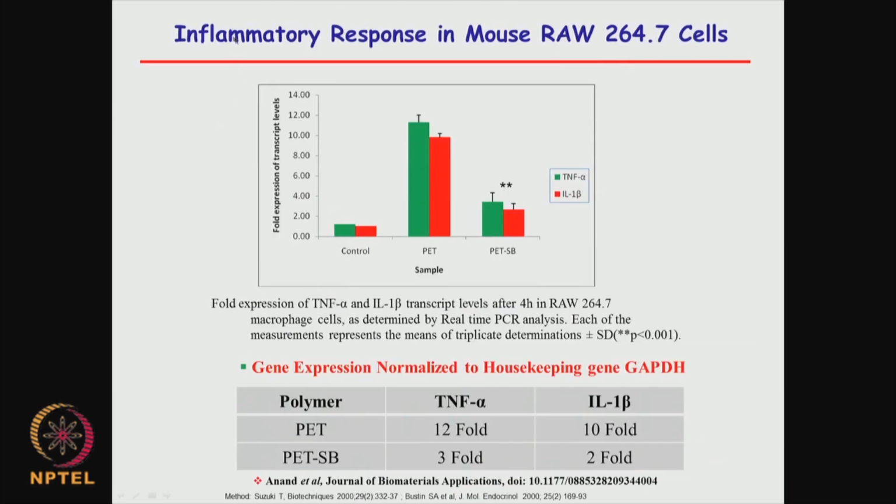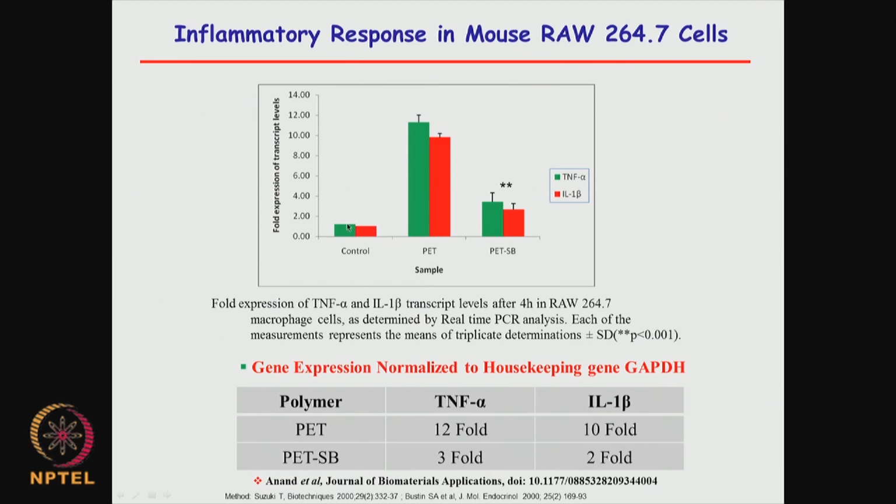Now look at this, there is an experiment. We use the mouse RAW 264.7 cells, and see what happens when they are in contact with a biomaterial like polyester. This is a polyester, and this is a modified polyester. What is the inflammatory response when the mouse cells are in contact with these polyesters? This figure shows the expression of two important transcripts which are involved in inflammation. One is called TNF alpha, the other one is called IL-1 beta. These two are markers which tell you if there is inflammation.